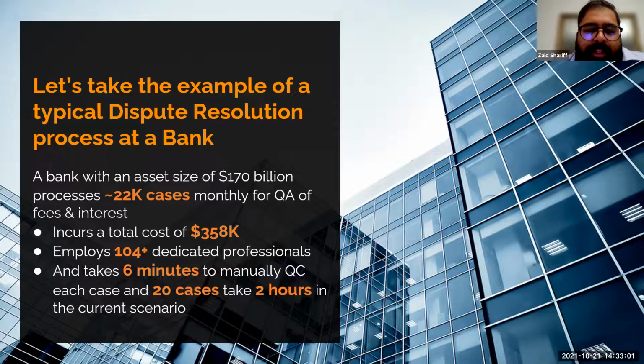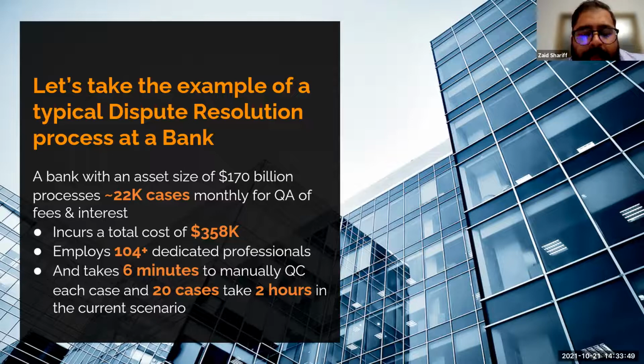So we have this dispute resolution process case at a bank with an asset size of around 170 billion. It was processing 22,000 cases monthly for a QA on fees and interest. So this was specifically a dispute resolution QC. It was designed for ensuring that any fees and interest related disputes that were handled in disposition get a QA, because there's money going out the door. There's either money going out the door on this, or money being recollected, and so forth. So we wanted to ensure that was being QA'd, and that we could automate that QA appropriately.